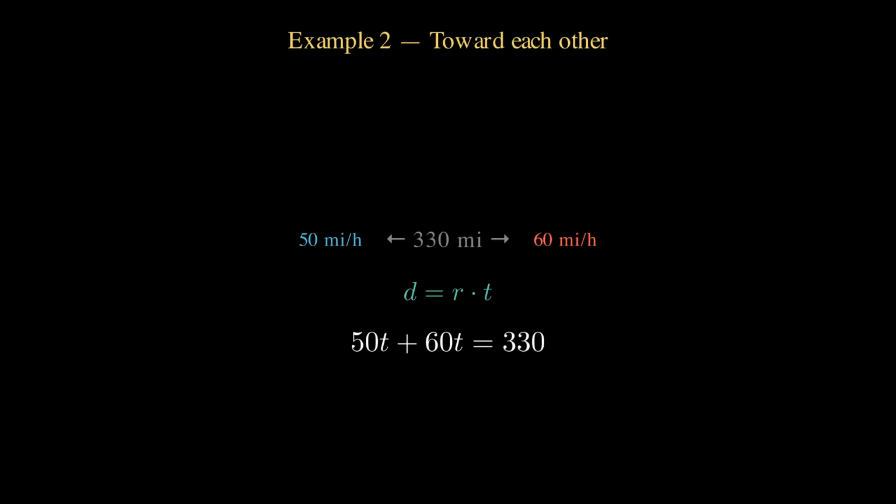One car drives 50 miles per hour, the other drives 60 miles per hour. They start at the same time. Let t be the time in hours until they meet. Their combined closing speed is 50 plus 60, which is 110 miles per hour. Together they cover 110 miles. The distance must equal 330 miles. Combine like terms to get 110t equals 330, divide by 110, so t equals 3 hours. If the problem asked for distance traveled by 1 car, multiply that car's rate by 3 hours.